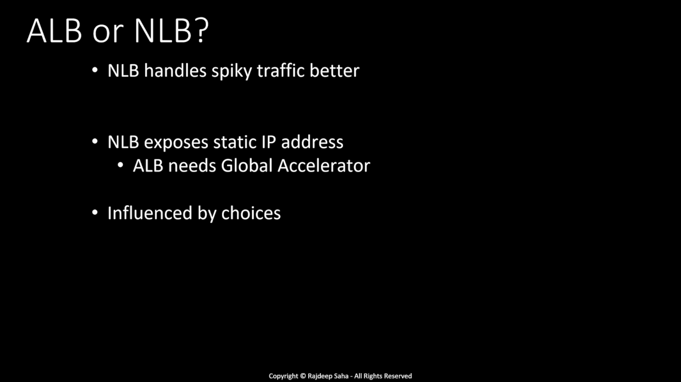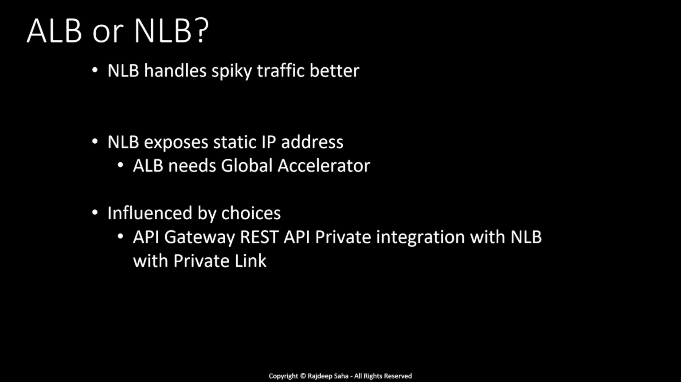And sometimes your decision will be influenced by the choices you have, such as if you are using API Gateway REST API and you want to do private integration with your backend Kubernetes cluster, ECS cluster, or EC2, REST API will expose a network load balancer with PrivateLink. It is not going to expose the application load balancer. So in those cases, you have to use network load balancer.